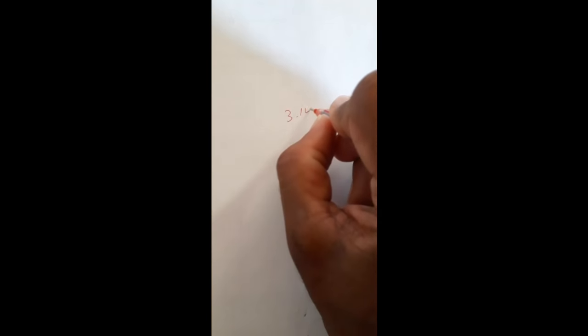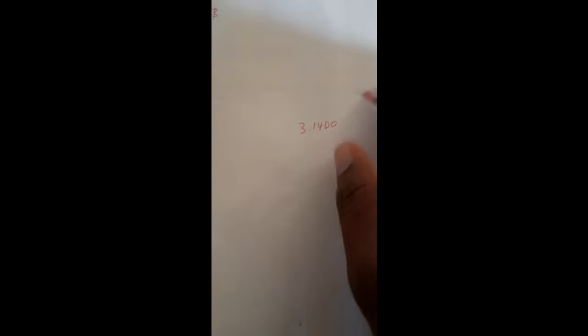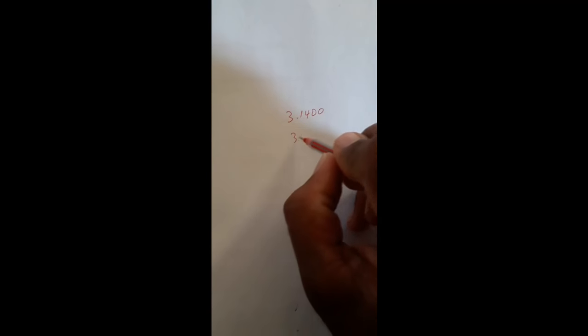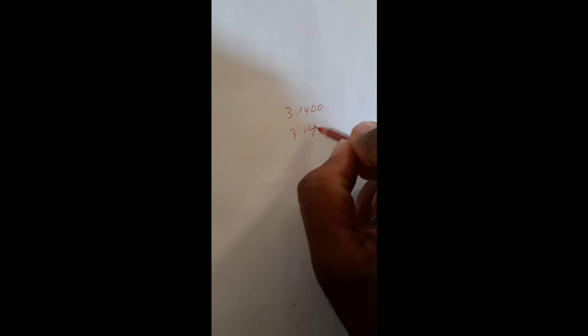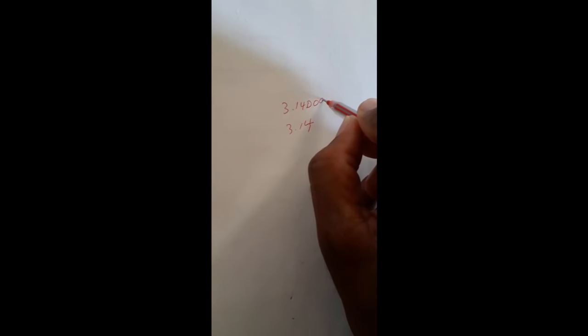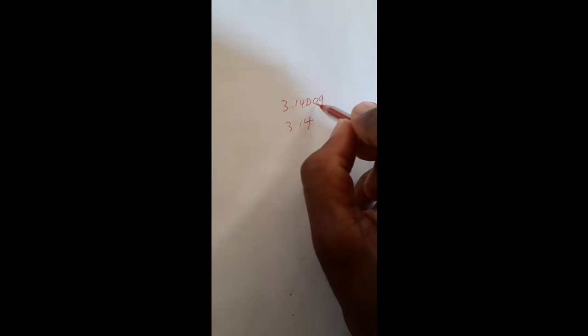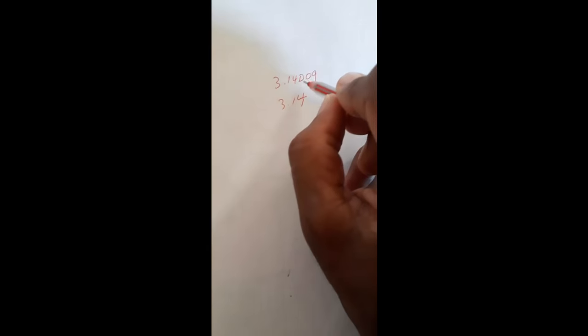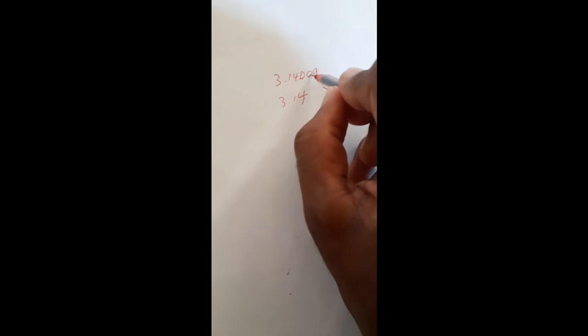Okay, let me just go through some problem. So let's say if we have a number like this, 3.1400. This is actually 3.14. The zeros at the back don't have any value. But let's say if there's a number here, then this zero has value, right?